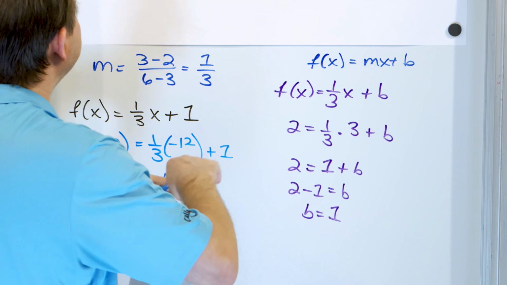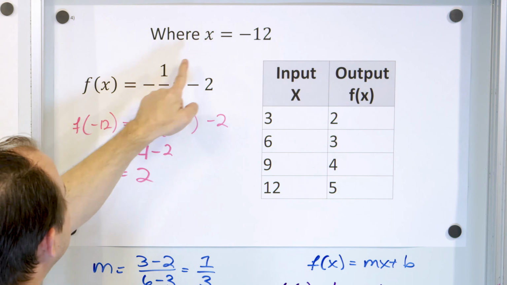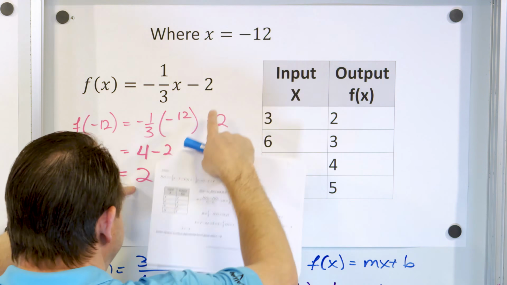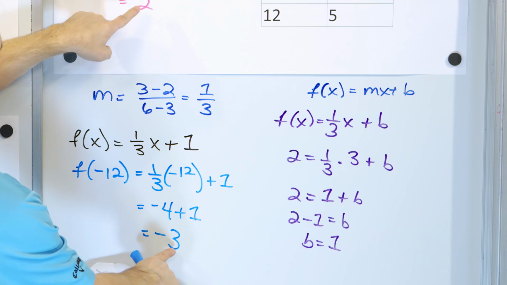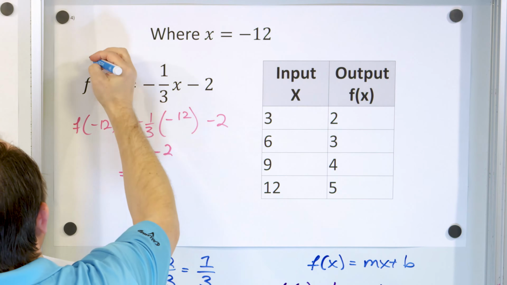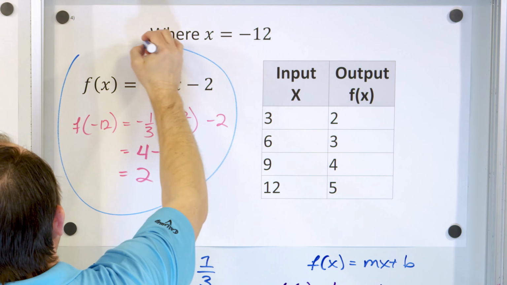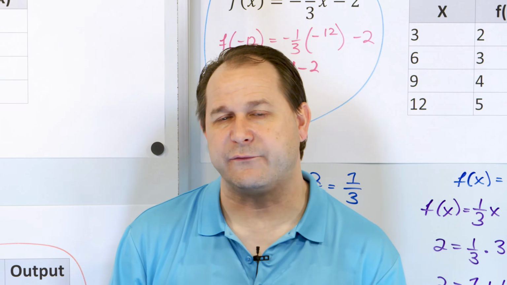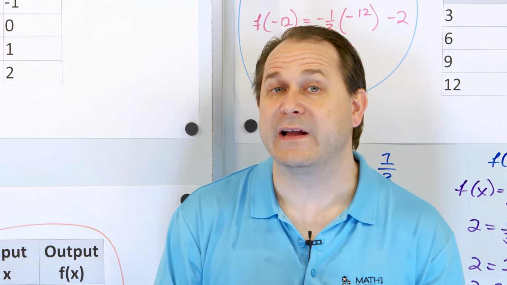So comparing these two functions, when this function's input is negative 12, we get an output of 2. When this function goes to an input of negative 12, we get an output of negative 3. Which one is greater? This one is greater over here. So we're going to circle this one right here. And this is the larger value of the function, or the larger function of the two when x is equal to negative 12.